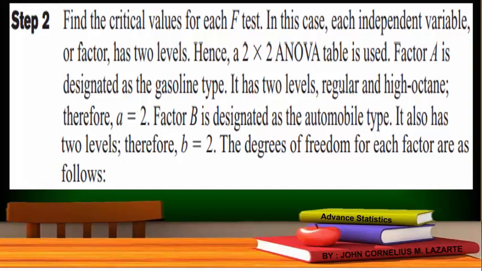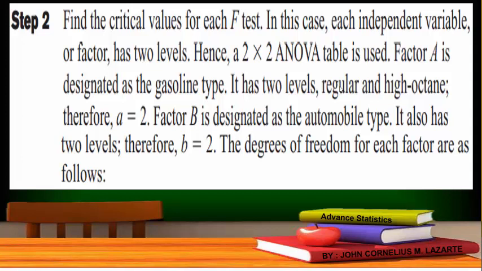We're going now to proceed to step 2, which is to find the critical values for each F-test. In this case, each independent variable or factor has 2 levels. Hence, a 2x2 ANOVA table is used. The factor A is designated as the gasoline type, and it has 2 levels, regular and high octane. Therefore, A is equal to 2.